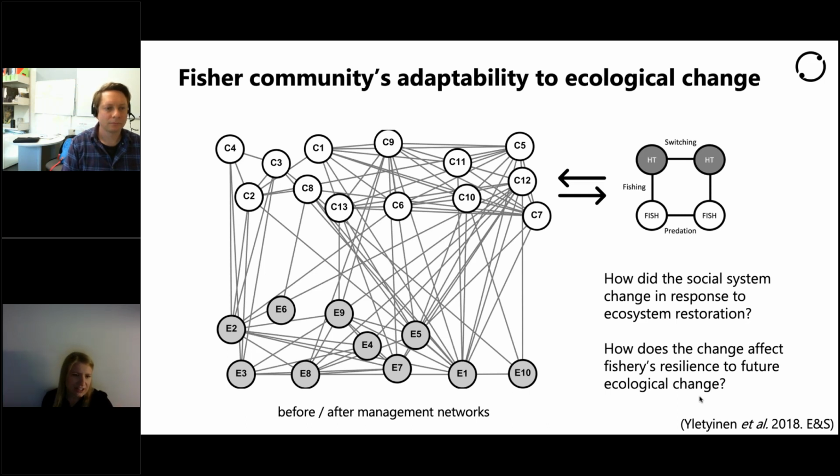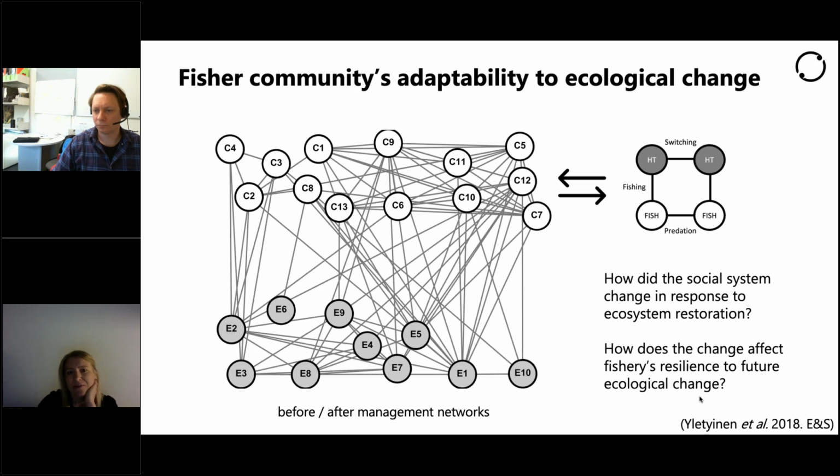The gray nodes are the ecological layer of the network. So these are the fish that are targeted, the target species. And the links between them tell predator-prey relationships. And in this study, we made networks before and after management. And the management here targeted improving the ecosystem state. And then the question became, how did the fishers adapt to that state?